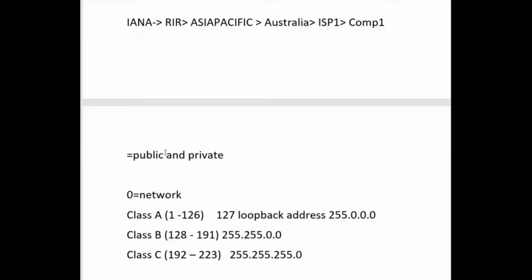But a public address is an internet address. They are routable to the internet. Private addresses anyone can use. We are using the private address internal to the company.